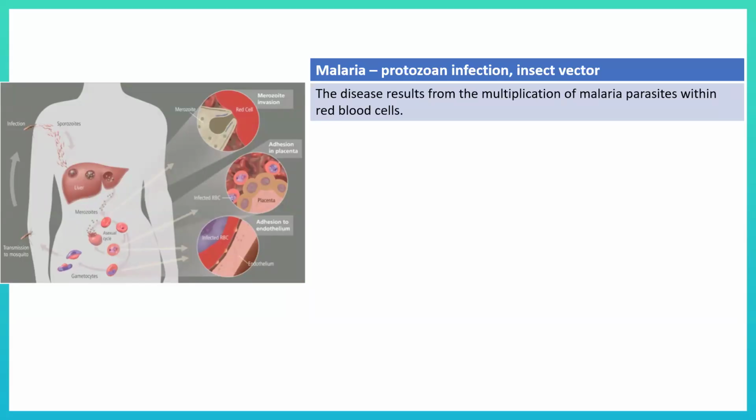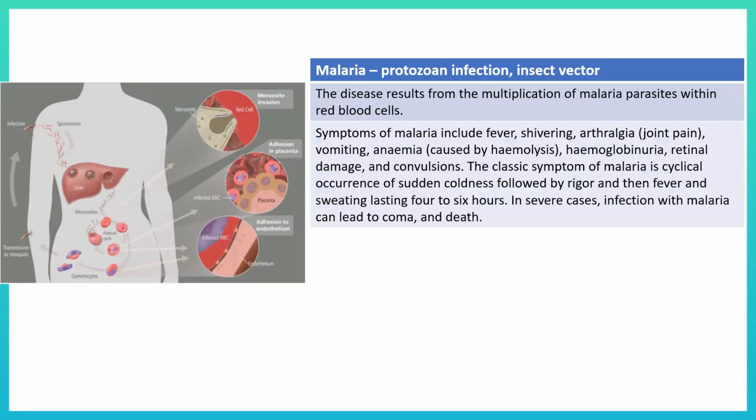The disease itself actually results from the multiplication of the malarial parasites within red blood cells. Fever, shivering, joint pain, vomiting, very similar to flu, all of those symptoms.